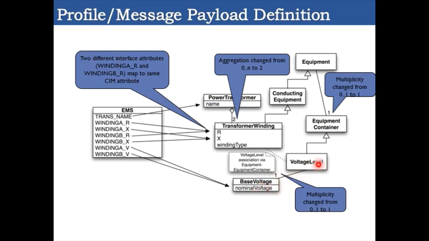Now how do you get the base voltage? You get it via voltage level and then via equipment container, because the voltage level and the transformer winding are not directly connected, but are connected via equipment and equipment container. Since the voltage level is inheriting properties from equipment container and equipment container is associated with equipment, eventually the equipment will provide the voltage level to the transformer winding.